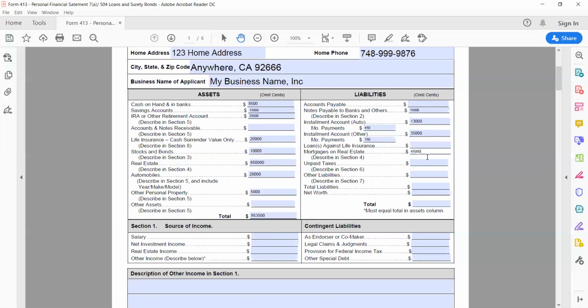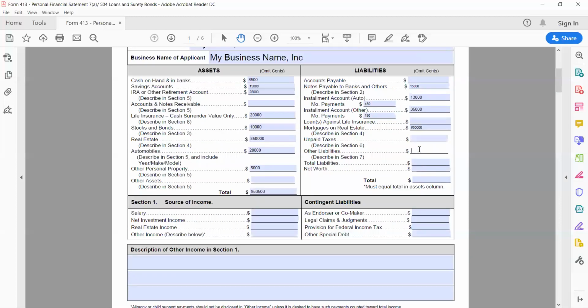Mortgages on the real estate. That's how much I owe. So again, this is the note as of February 29th, what I owe. Unpaid taxes. This is property and personal tax line item. So just completed my 19 tax returns. Maybe I owe money in 2020 that I haven't paid yet. This would be where you would list that liability.